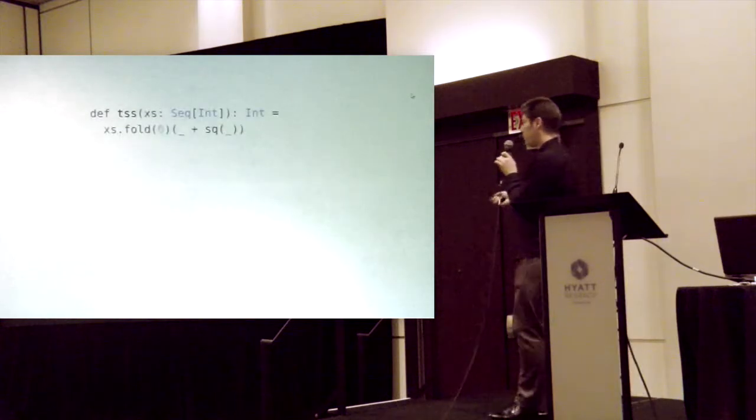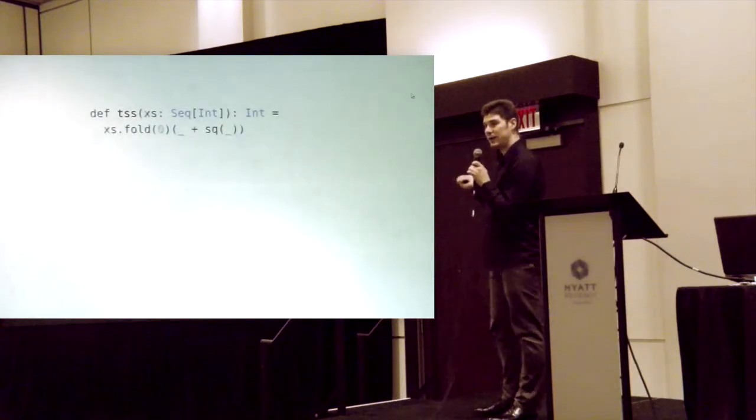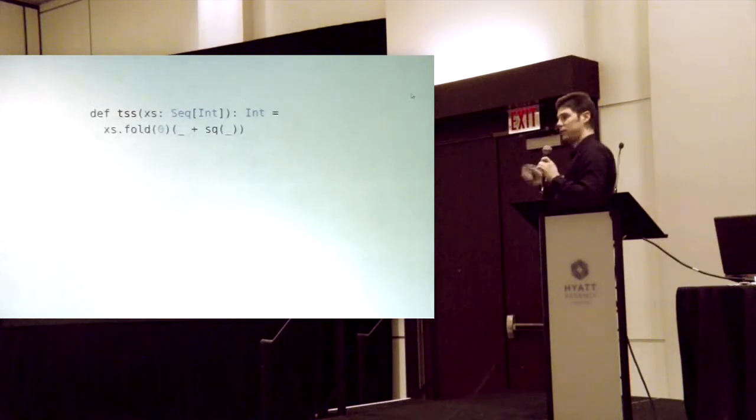What's specific about the previous program is that this square call that we inlined is a direct call. It means that you know exactly what the implementation is. But that might not be true in general, as shown by this example here, where you have TSS, which takes a generic Scala sequence and returns an int, which is a total sum of squares.